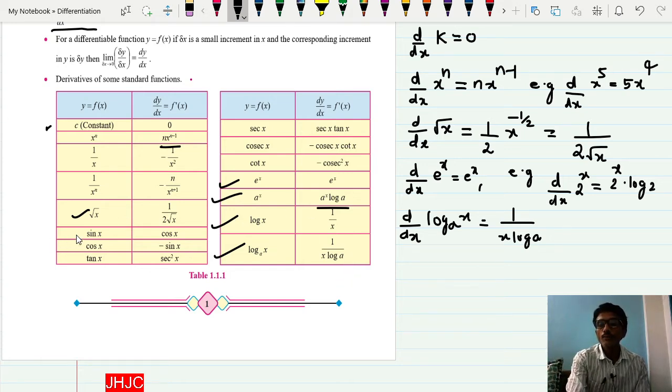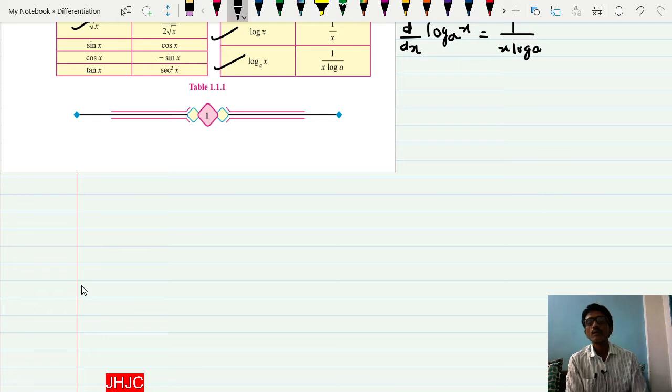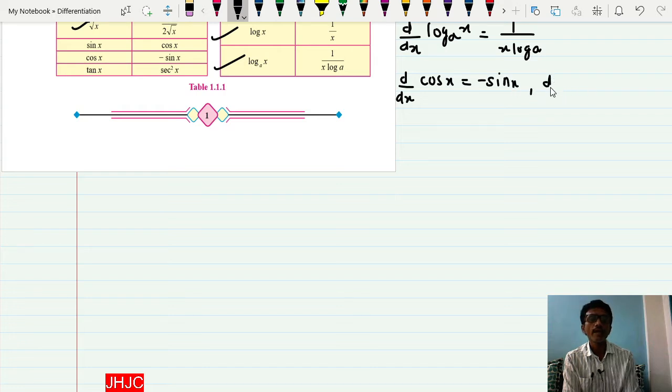Further, derivative of trigonometric functions. The derivative of sin x is cos x, the derivative of cos x is minus sin x, the derivative of tan x is sec square x.